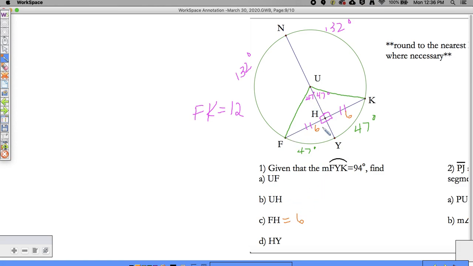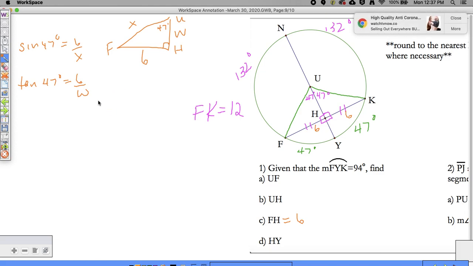Okay, so again, if I want to find lengths of sides, I got my angle here, my right triangle, so I can go off to the side and do my SOHCAHTOA stuff. So this is 47 degrees. This is 6. So this is like your FU, and then this is your H here, okay? So if I want to find out what this is, I'm going to do the sine of 47 is equal to 6 over x. If I want to find out what W is, I'm going to do the tangent of 47 degrees is equal to 6 over W. I would encourage you guys to hit pause and do this yourselves and then compare your answers with me when you're done.